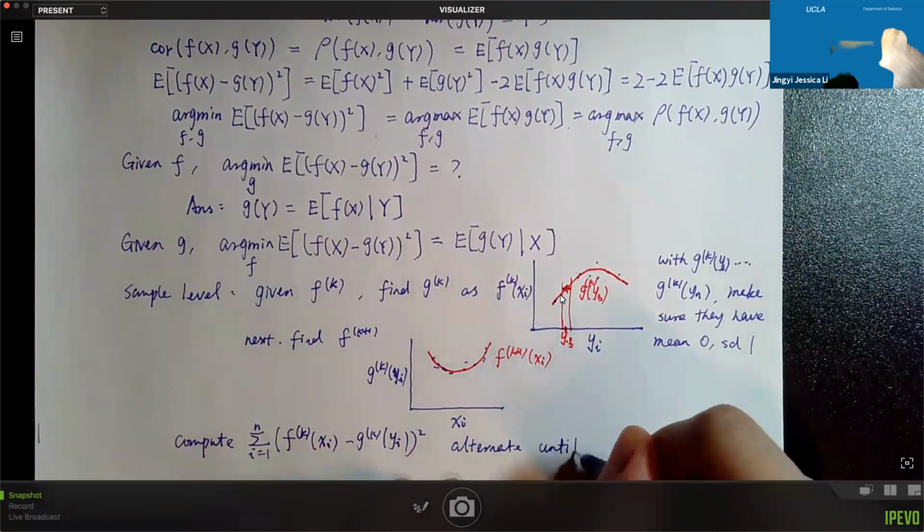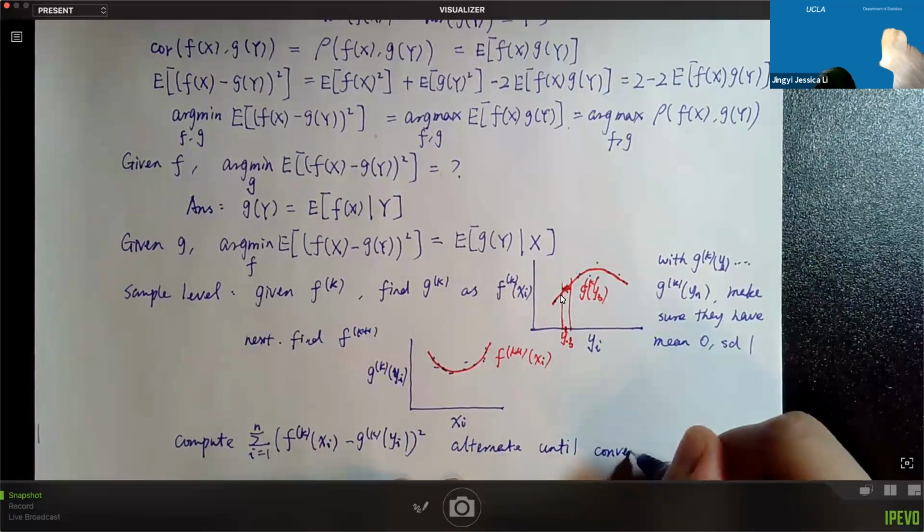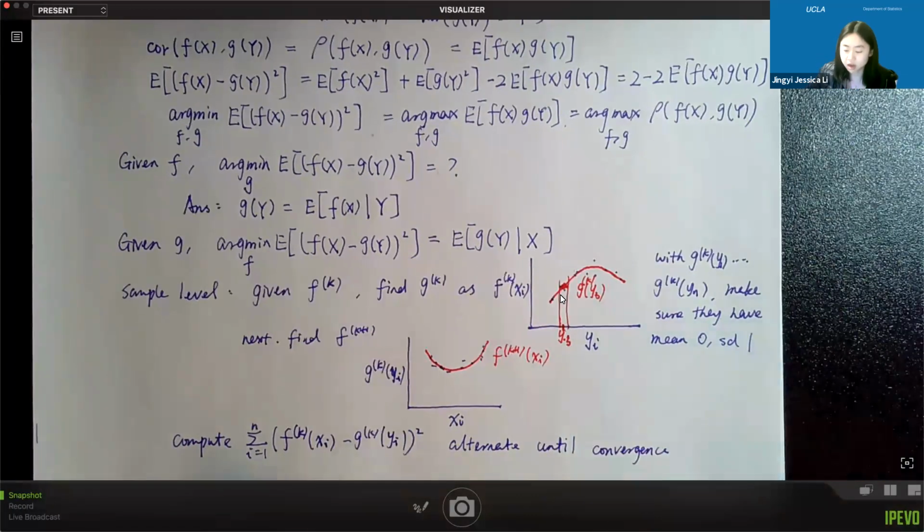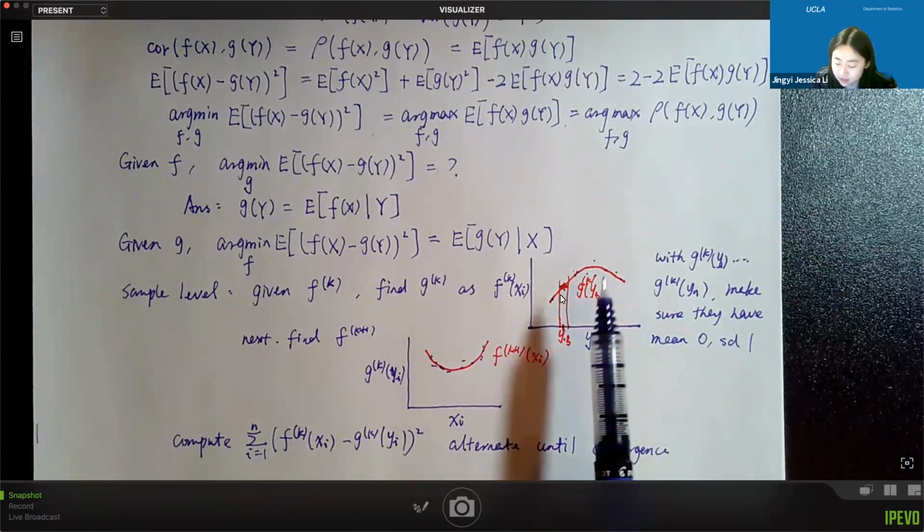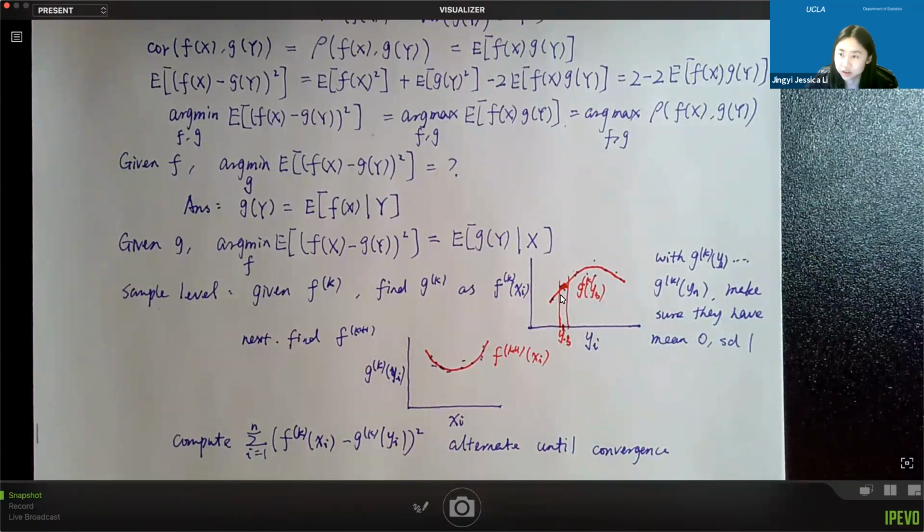Until convergence. This is what we call alternating conditional expectation. It will allow you to find some relationship between some transformation on X and some transformation on Y so that you will maximize their correlation. That's the idea. But as you can see, the technical challenge is on this local nonlinear regression.